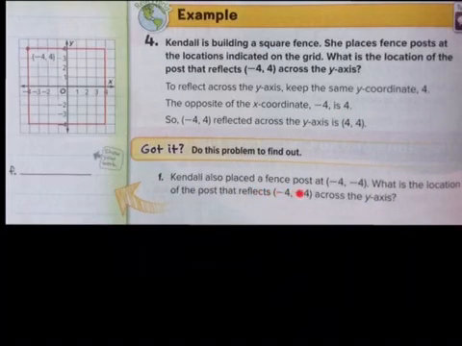Kendall also placed a fence post at (-4, -4). What is the location of the post that reflects (-4, -4) across the y-axis? Now we go across the y-axis. We still have -4 down. We move +4 and then -4 down. So what changes? This one, the x, because we went this way now, but we still went to the same down. So the one that changes is the x, giving (4, -4). And there you have it.